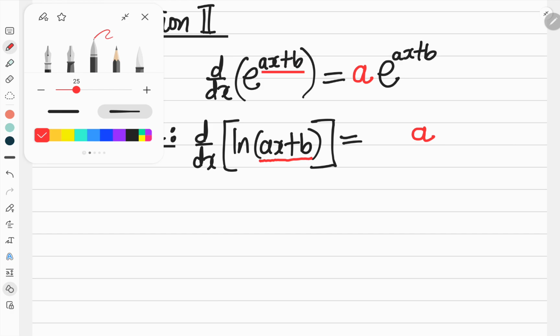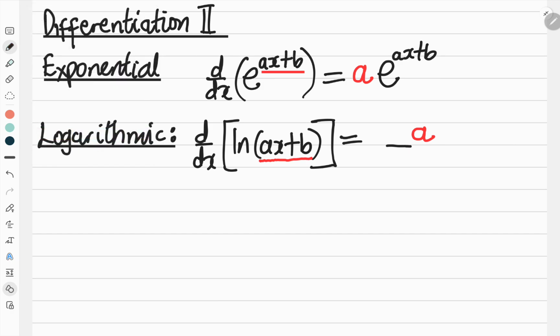And then what do you do next? You then replace back your ax plus b in the denominator. So we're just saying it's the derivative of what's in front of the logarithm. You put it as the numerator over what's in front of the logarithm. All right, then we move to the next type of differentiation that we should cover.